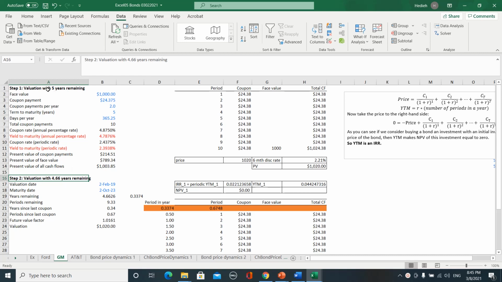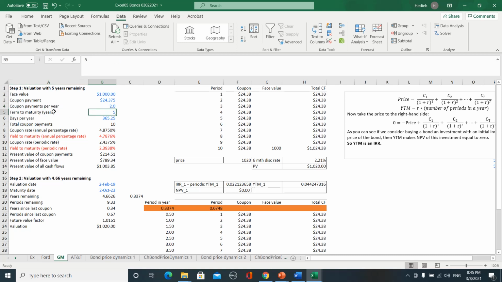Assume that in the first case we have 5 years till the maturity of a bond. The face value of a bond is $1,000. In other words, you will receive $1,000 at the end of the life of the bond. And you know that coupon payments happen semi-annually. So you have 2 coupon payments per year. And you know that term to maturity is 5 years.